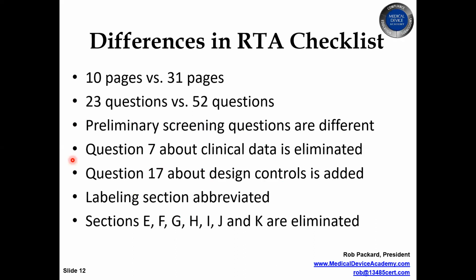They have 3 things that they're looking for, and I'll cover that in a subsequent slide here. The labeling section is abbreviated, so they're asking fewer questions about labeling. And last but not least, there's a whole bunch of sections that are eliminated. So sections E, F, G, H, I, J, K are all eliminated, and those are all specific to the different sections that have performance data and safety testing data.